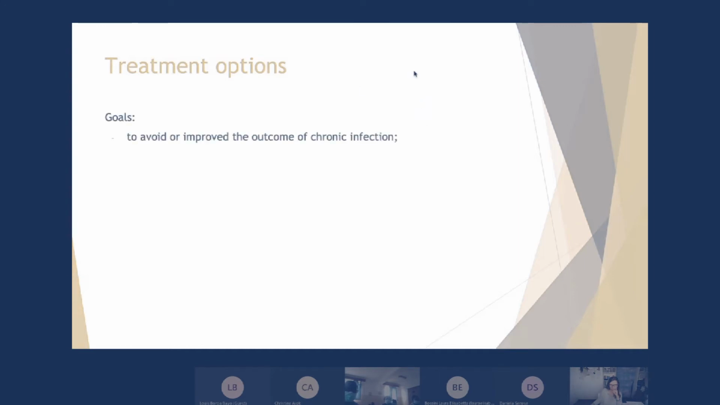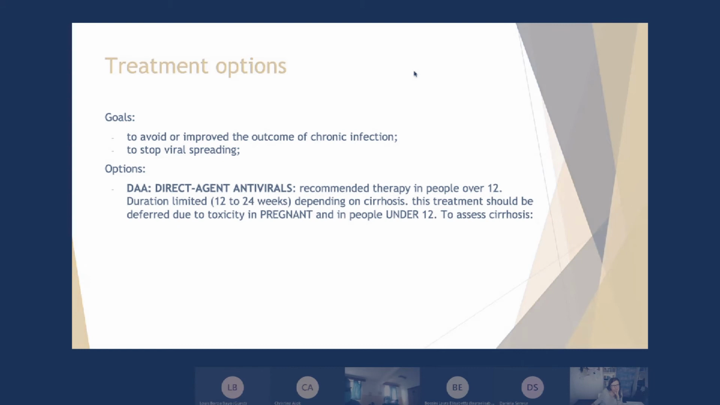Of course, the goals are to stop the chronicization process and to stop the spreading, and we have as treatment options, of course, the direct-acting antivirals. These therapies were developed recently and are available for people over 12.